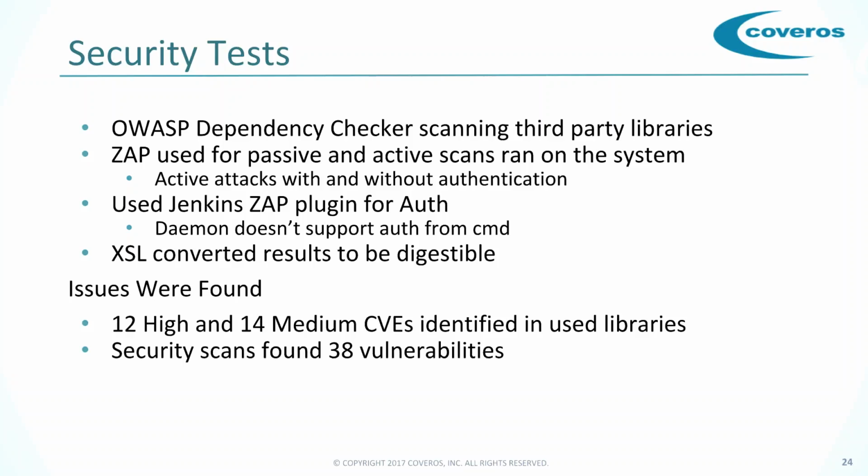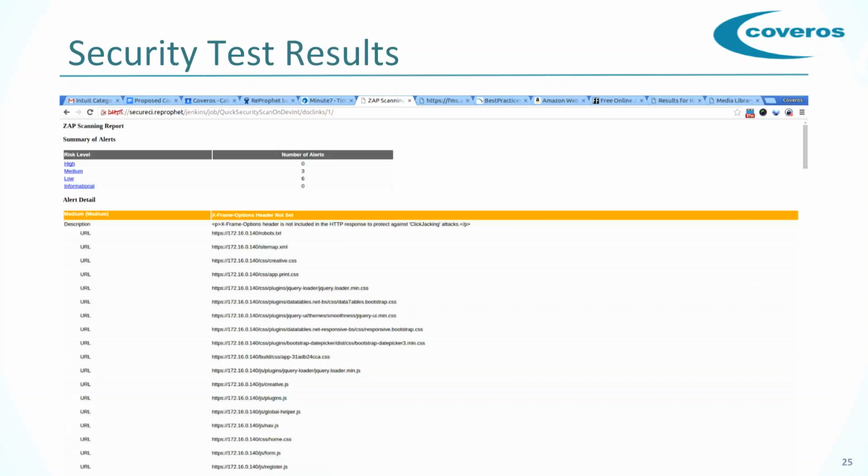So as a result of something that we might have seen as far as ZAP goes, we're going to see how many high, how many medium, how many low issues. So we see some things as far as the headers not being properly set in this particular one, and what pages that actually affected.